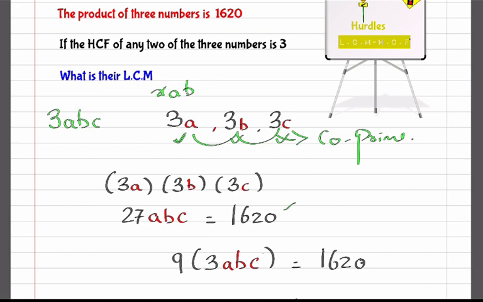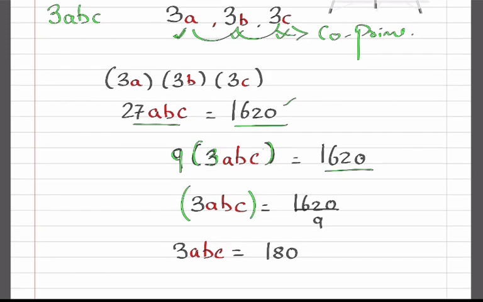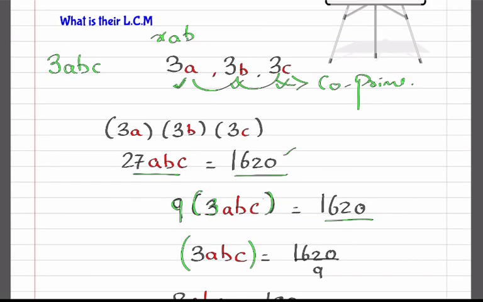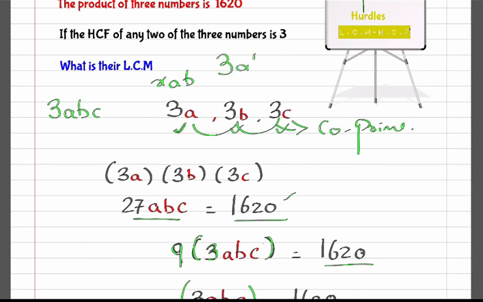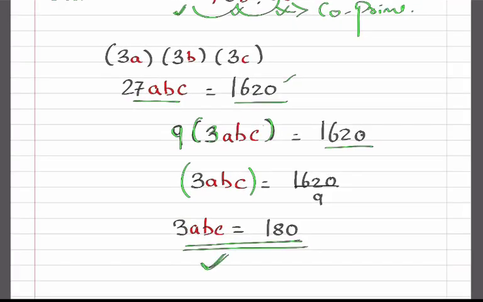Okay, so now how will I solve this? I'll take this 9 out, because I know 27ABC is this. So what am I left with? 3ABC is equal to 1620 divided by 9, okay, which is nothing but 180. That's it. That is what he was asking me. What is the LCM of these numbers? And the LCM is nothing but 3ABC. I don't need to find what A is, what B is, what C is. I need to find the answer for 3ABC. And I know now 3ABC is 180. So LCM of these 3 numbers is nothing but 180.